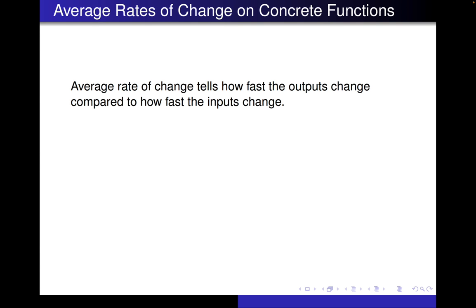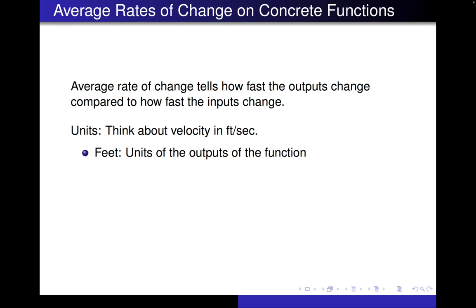So in general, average rate of change tells us how fast the outputs change compared to how fast the inputs change. If we want to think about what the units of an average rate of change are in general, it's helpful to think about velocity. Remember, in velocity our outputs were distance, our inputs were time, and our units were feet per second. What the feet means in feet per second is the units of the outputs of the function. The outputs of the function were given in distance, and distance is in feet. That was the units of d of t.